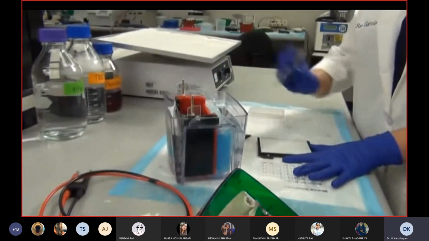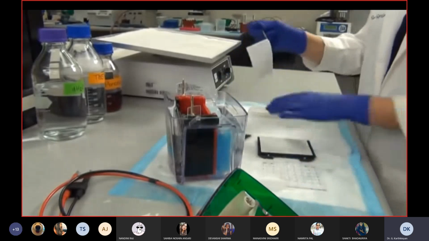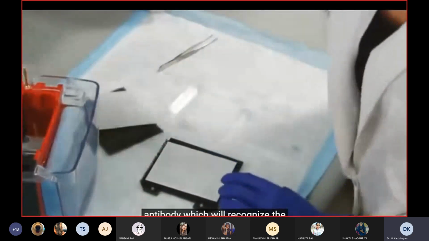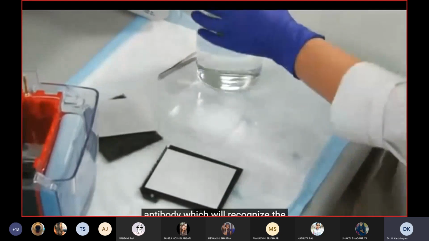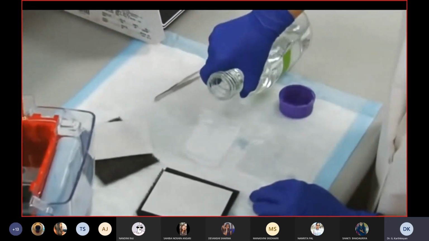After electrotransfer of our proteins to a membrane, we will now block the blot, apply a primary antibody specific for our protein of interest, and then a secondary antibody which will recognize the primary antibody. Start by removing the membrane from the cassette and rinsing 3 times in water.